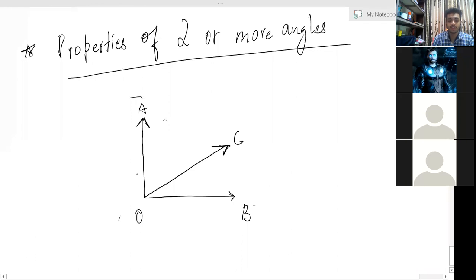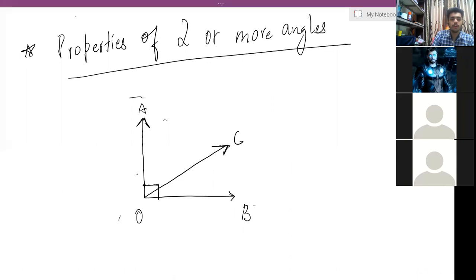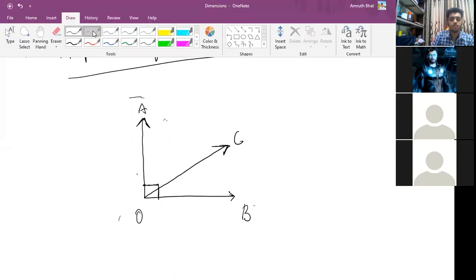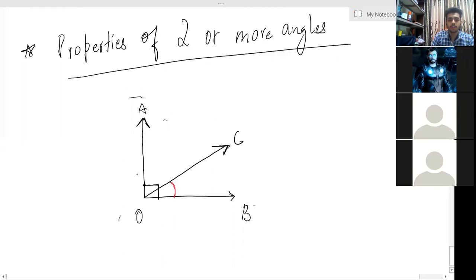Now I have two angles over here. This whole thing is 90 degrees, but I also have two more angles which are formed over here. One is angle COB, 45 degrees. Another one is angle AOC. You know that angle AOB is equal to 90 degrees. That is how you name the angles. Look at this carefully. AOB. Similarly, this is AOC. This is COB.